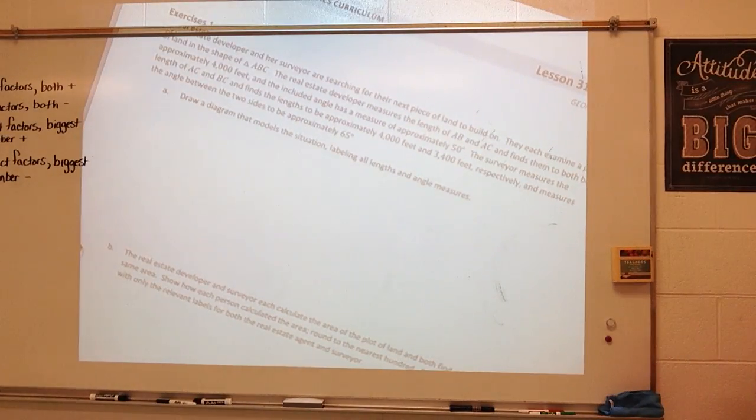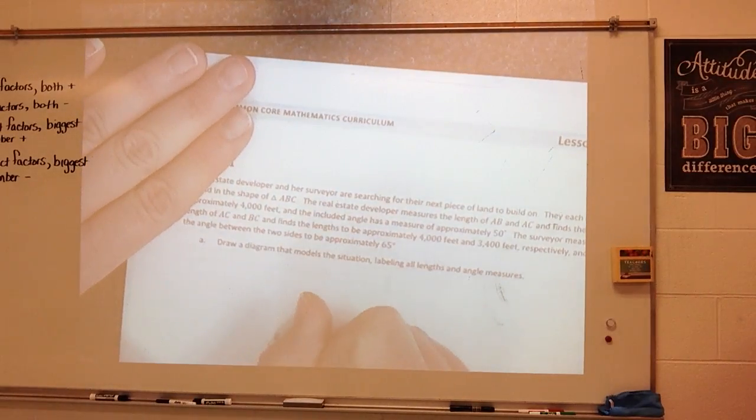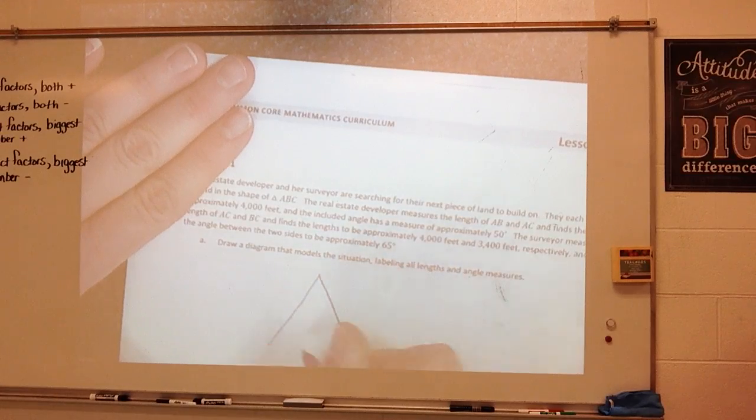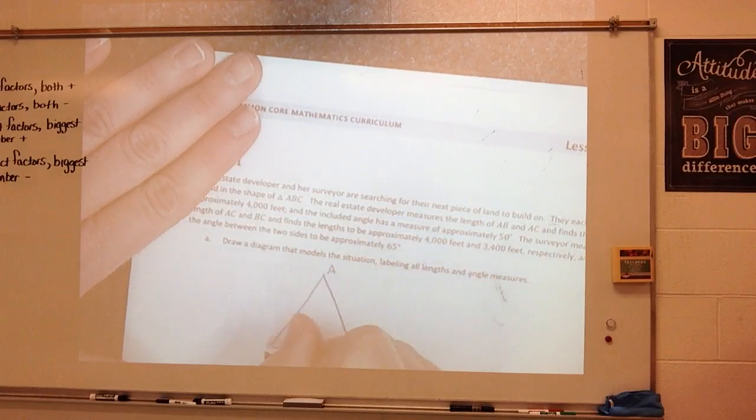Alright, so exercise number 1. A real estate developer and a surveyor are searching for their next piece of land to build on. They each examine a plot of land in the shape of triangle ABC. So part A is to draw a diagram and model. So we've got triangle ABC.